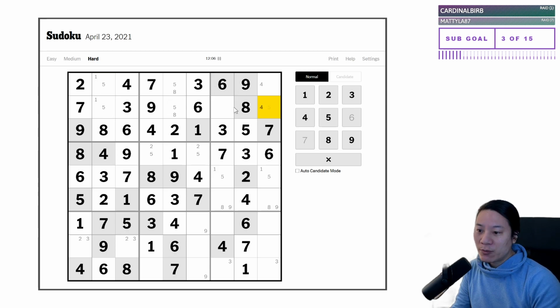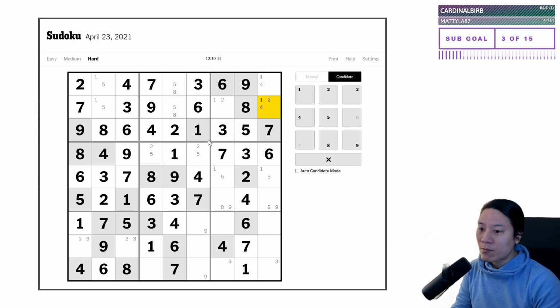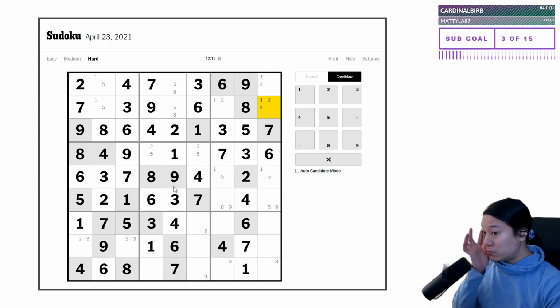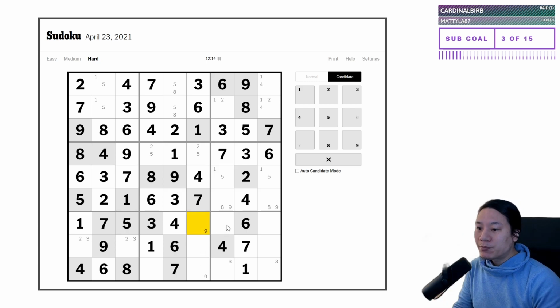So with that 2, I've got a pair of 2s here as well. So these are 1, 2, and 4. Okay. 2, 8, and 9 remaining on that row. Not much to say about that. So what number are we after now then? I wonder.